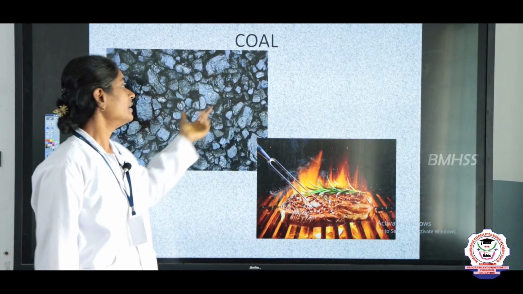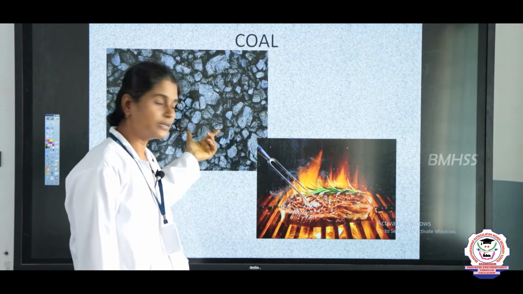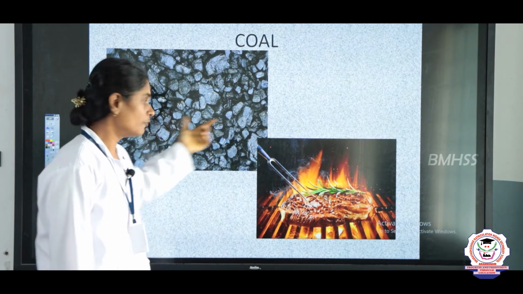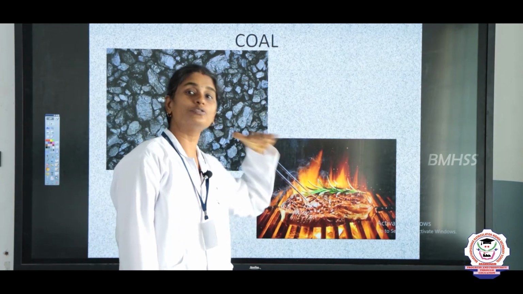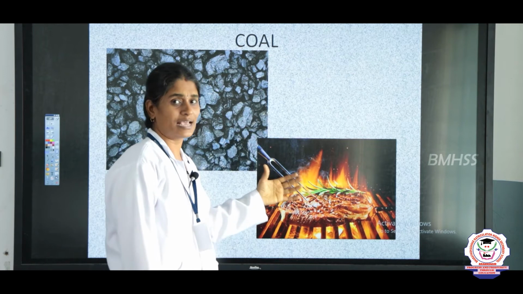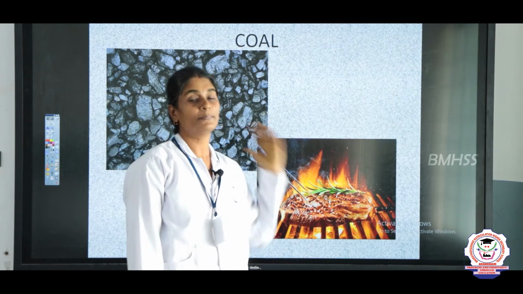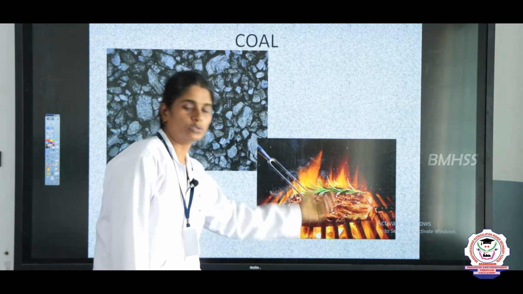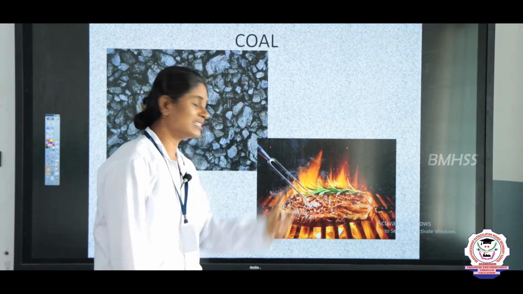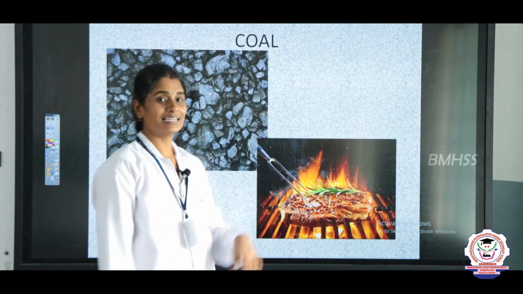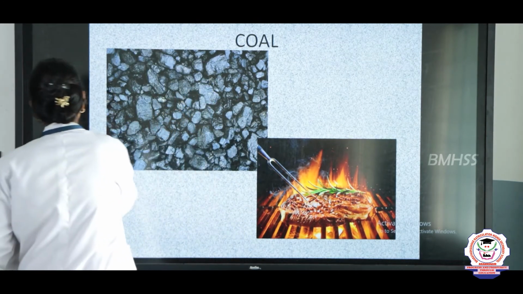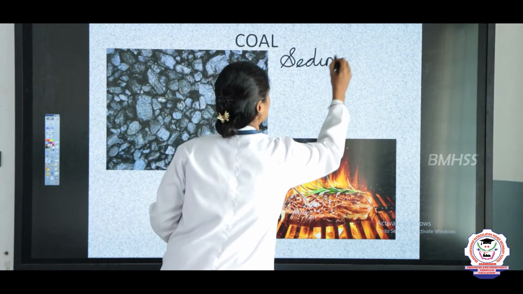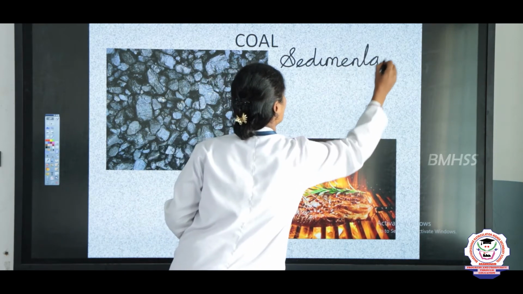So this is the coal. In Tamil they say nilakari, right. This coal is used as a fuel for cooking, to produce electricity, and also as a fuel in the steam engine. Previously our trains ran with the help of coal. They burn the coal and use it in the steam engine, right. So coal is a sedimentary rock.